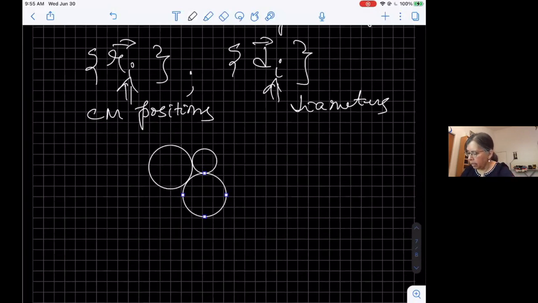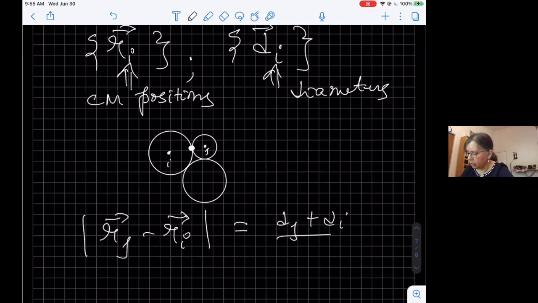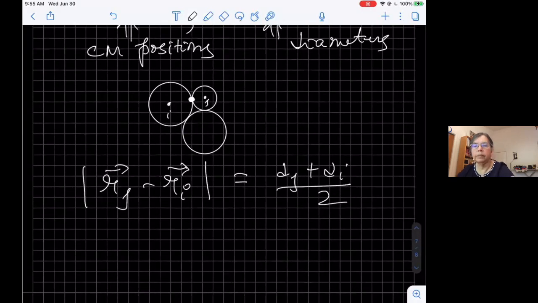So if I look at this particle and this particle, I and J, and they have a contact between them, I have to say that Rj minus Ri, that distance, has to be equal to dj plus di over 2. Everyone agreed? That's the just touching constraint.